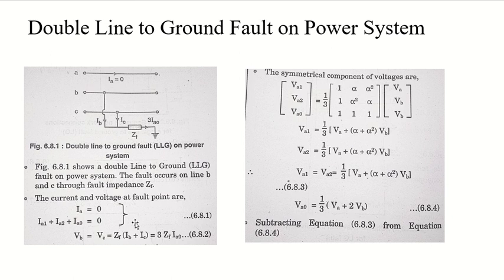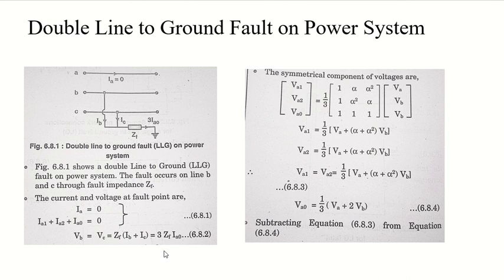And VB will be the same as VC because both of them are short circuited. And what will be the value? Because we are having ZF as impedance here, and the current coming through here is IB plus IC, so it will be ZF into IB plus IC. And previously we have also derived what is the value of VC, so it was 3 ZF into IA0 as we derived previously.